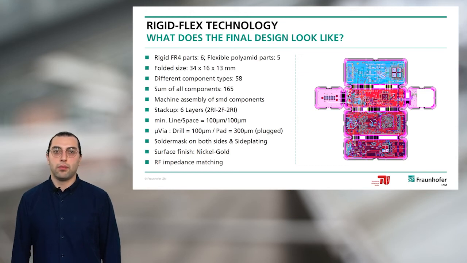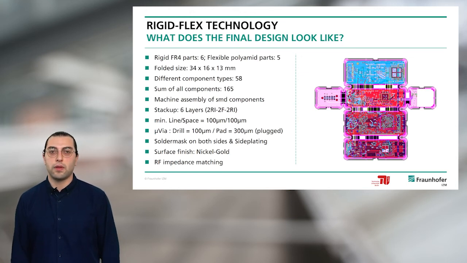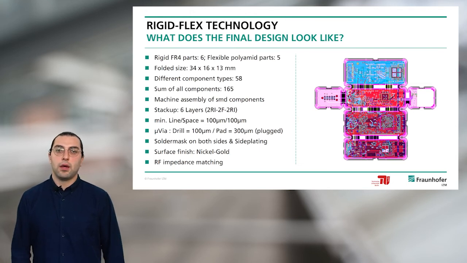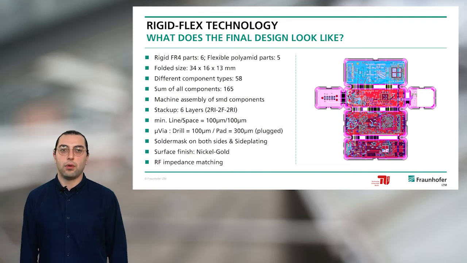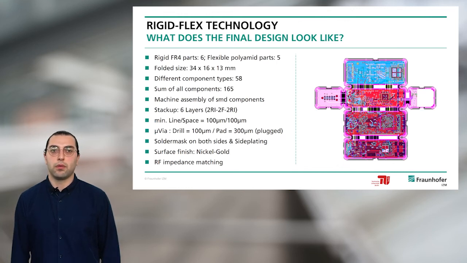There is some more information about line width and space and drill, which you can see on the slide. We have solder mask on both sides and side plating, which I will show on the next slides, to fix the folded module. The surface finish is nickel gold, and one point that should be mentioned is that we have an RF trace with an antenna where we have impedance matching in this design.